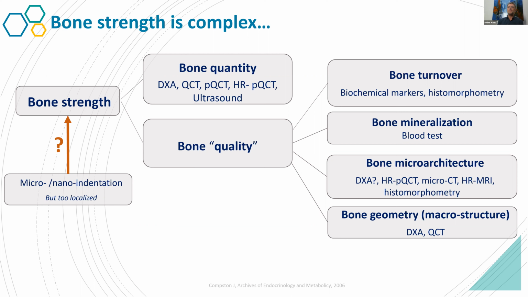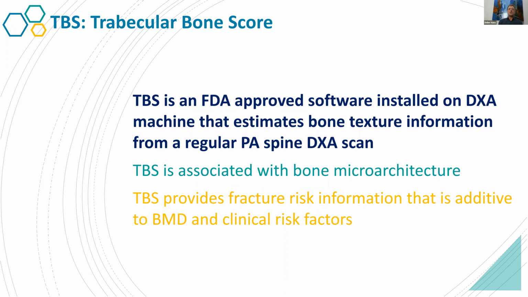Bone strength is a mix of bone quantity and bone quality. And bone quality is not only bone microstructure, it's also bone turnover, bone mineralization, and bone geometry. But we'll focus mostly on bone microstructure, which is one of the most important parts of bone quality. So that's where we get to TBS. TBS stands for Trabecular Bone Score.